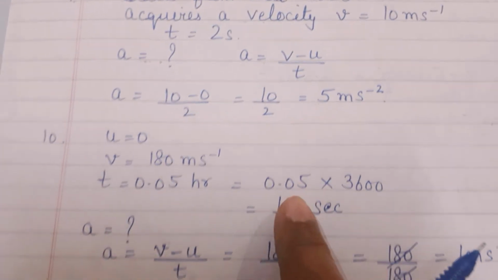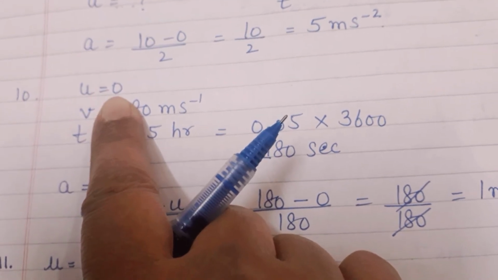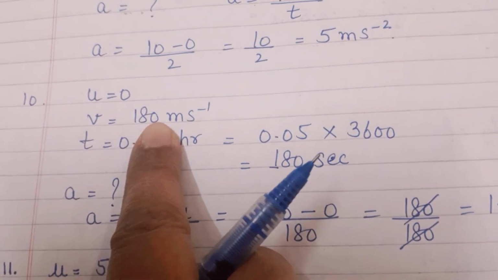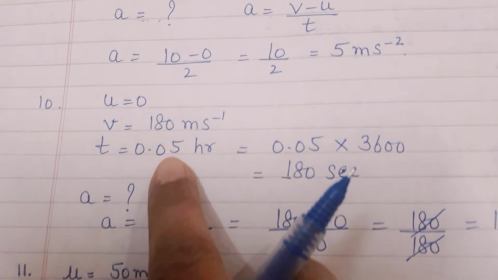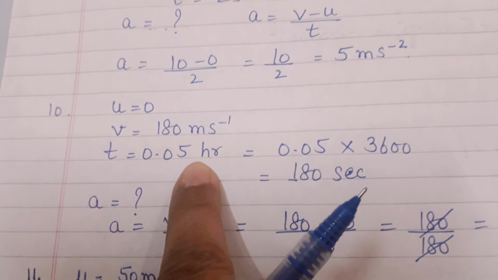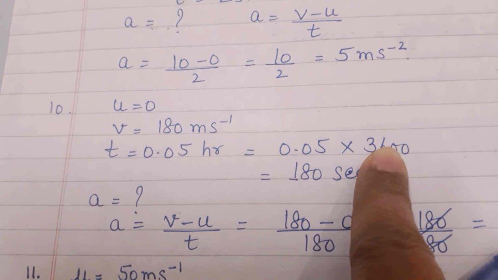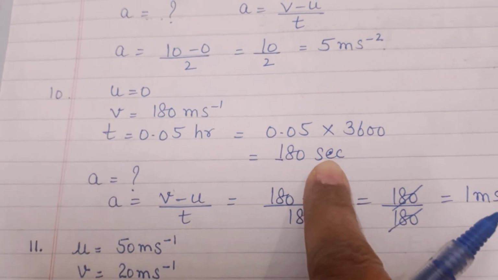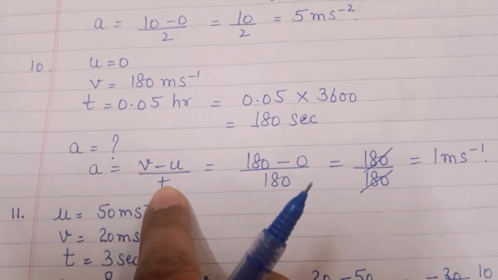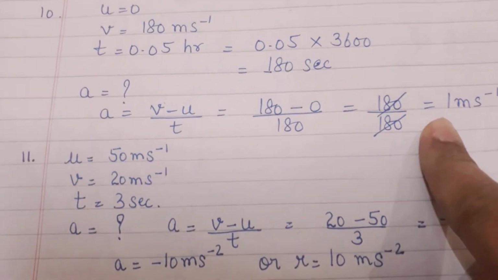Okay. Now I read the 10th question. A car is starting from rest, means u is 0, and it is acquiring a velocity, that is v, 180 meters per second. It is similar to the previous question. The time is in hours, you need to convert it to seconds. So hours to seconds means you will multiply by 3600 because 1 hour contains 3600 seconds. So that works out to 180. I need to find out the acceleration. The formula is v minus u over t, children. I know all the values. I substitute and my answer is 1 meter per second.